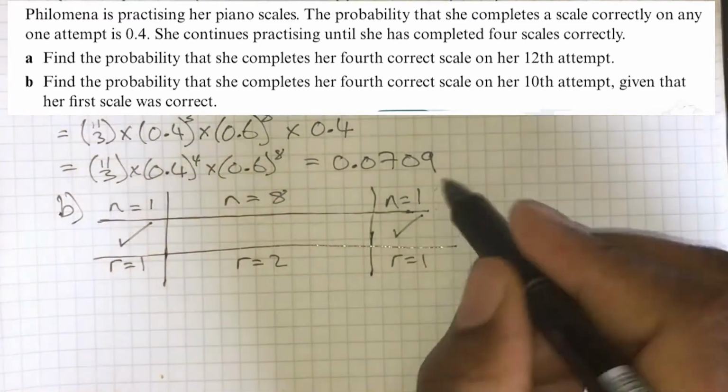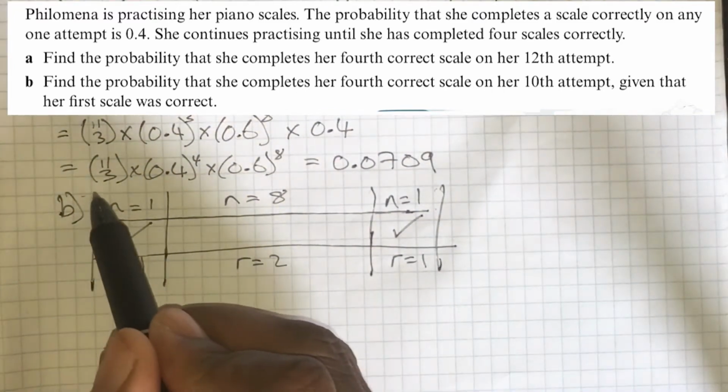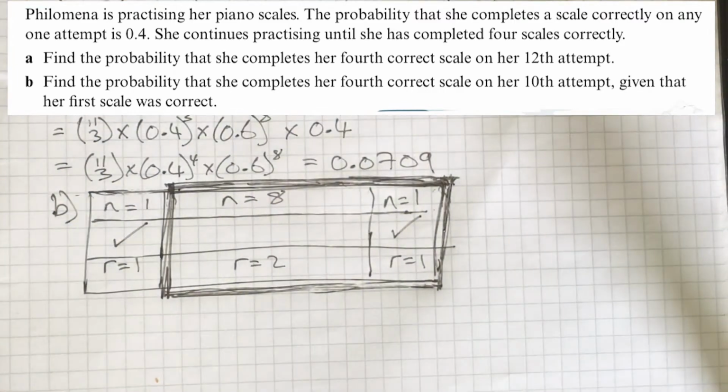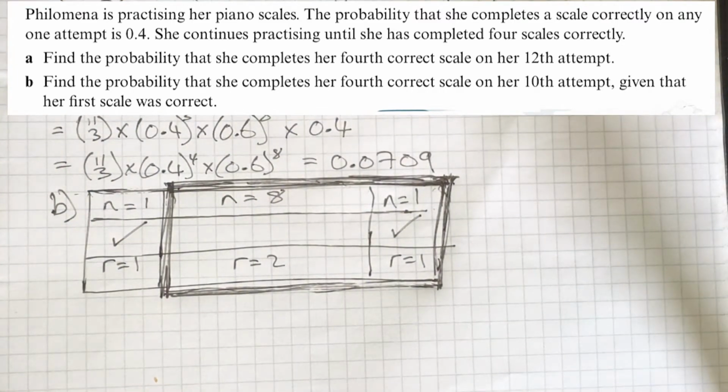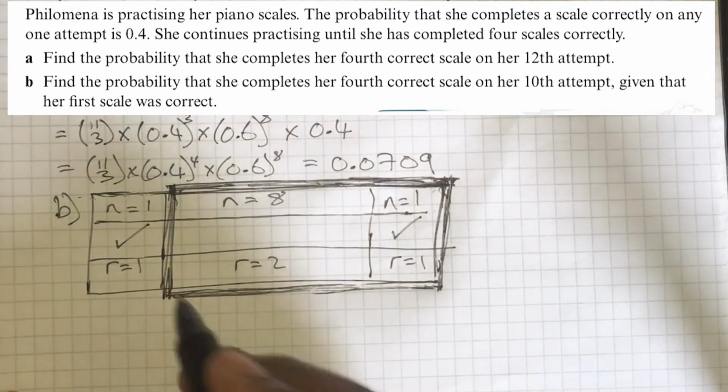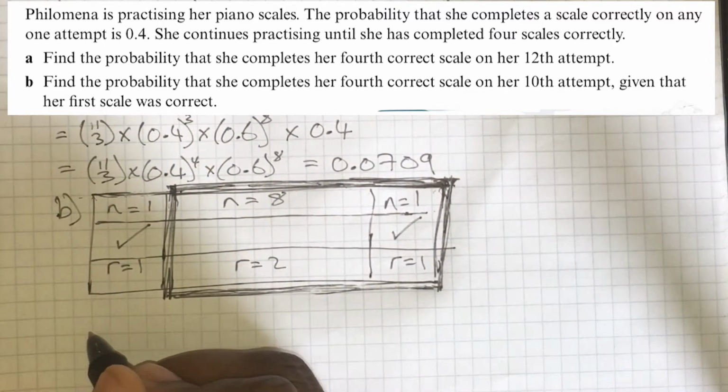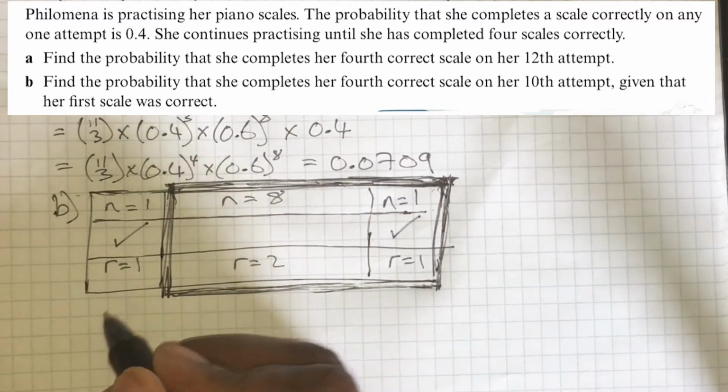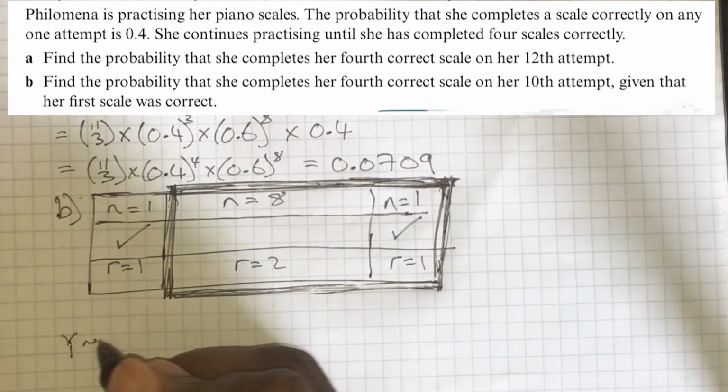And we're looking for 2 successes in these ones in the middle. Okay, this is actually a given question. We've already been told that the first scale was correct, so we're not actually interested in that first one anymore. We're only interested in these 7 attempts that I've highlighted over here.